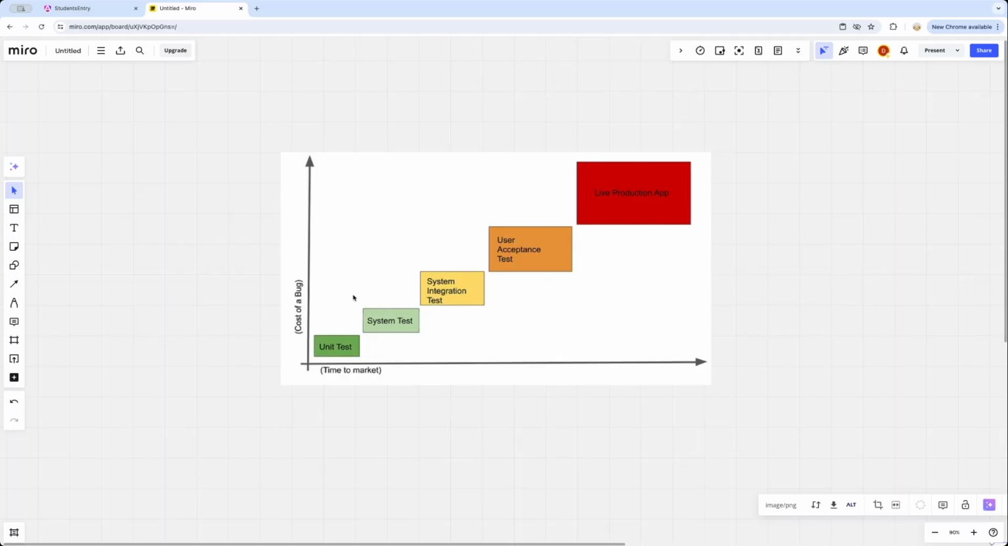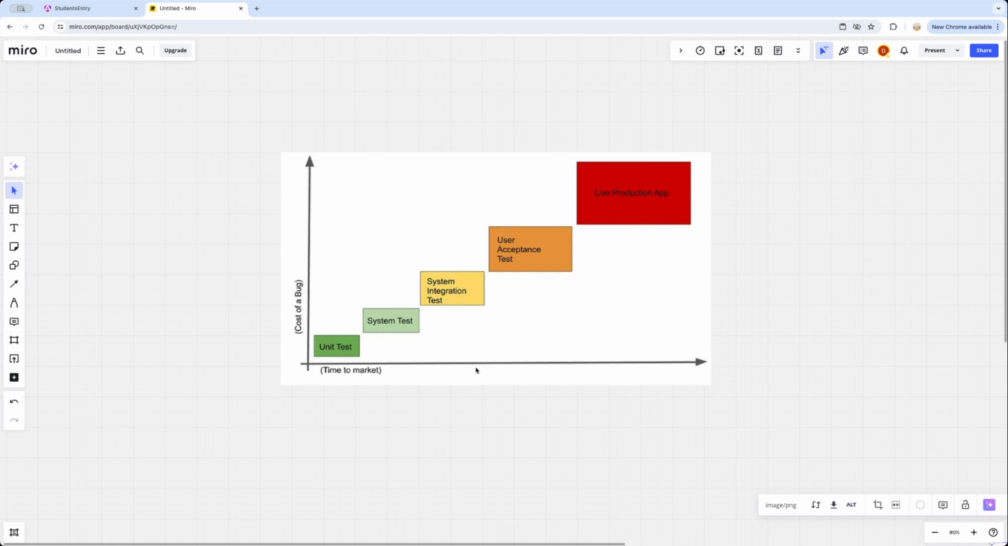There's a very pretty diagram I found online which tells us the cost of a bug and time to market, right? So the cost of a bug is on the y-axis and time to market is on the x-axis. If you look closely at this diagram, you would realize the cost of a bug is very minimal when it comes to unit testing, and the cost increases and becomes very costly when it appears in the production app, or live production grade application.